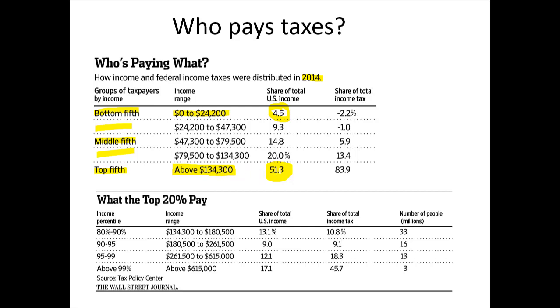So these people earn most of the income, 51% of the income, but look what they pay in terms of the personal income tax. They're paying about 84% of the taxes. So they're paying a disproportionately large share of what they earn in taxes. People in the lower income brackets, in fact, in the bottom 40% here, have a negative share of the personal income tax. Now, how does that work?